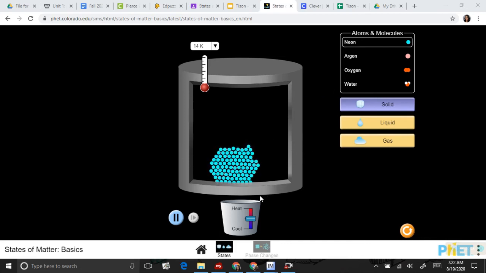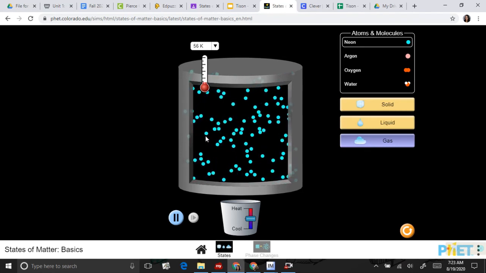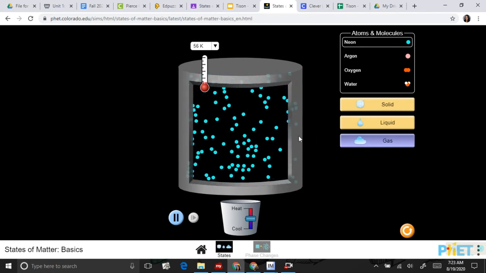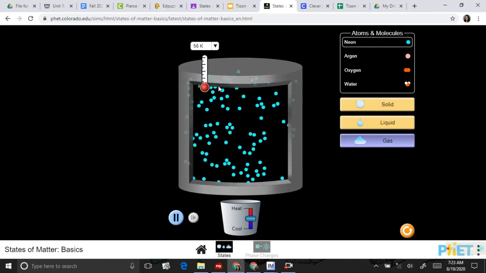So as you see here, we've got a solid. The particles are very slow. We can decrease the temperature and make them even slower. Liquids, you can notice the temperature is a little higher, a little bit more movement. They slide past each other, and then gases are bouncing off the walls, but the temperature is much higher. The particles are not attracted to each other, and they have the most freedom.